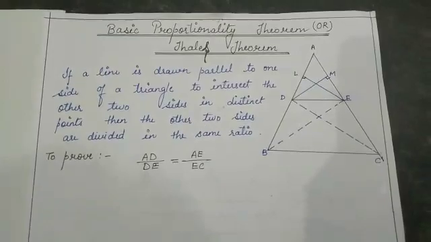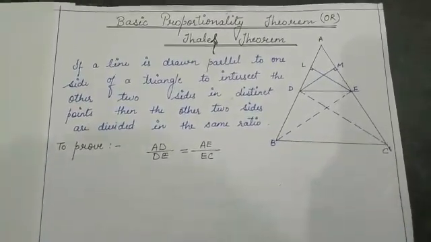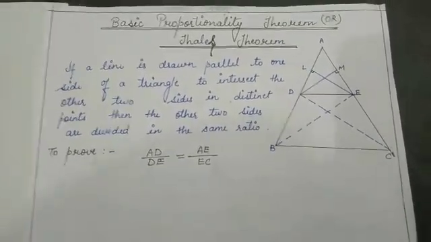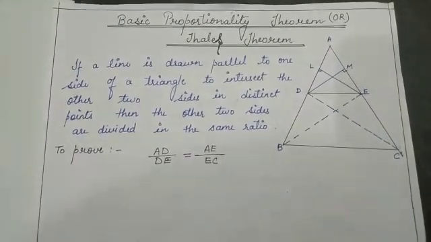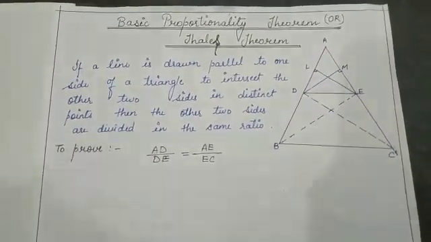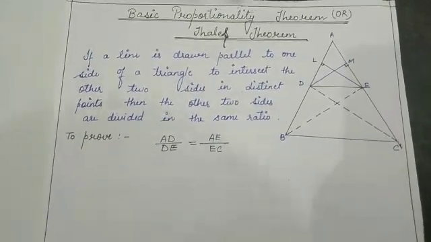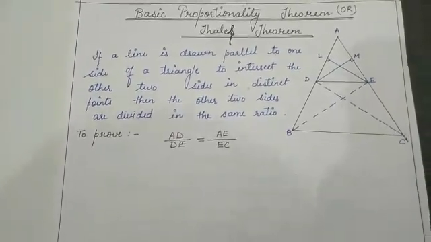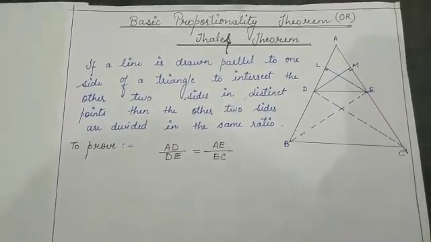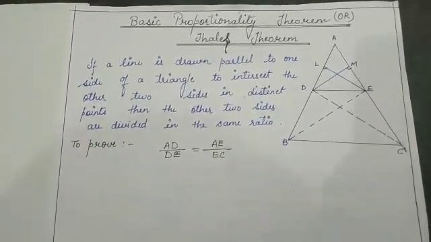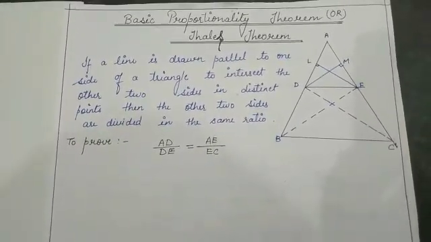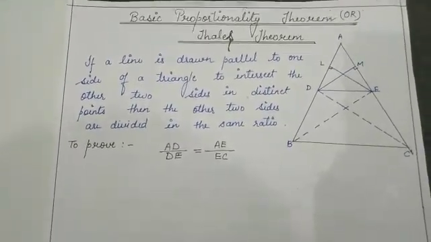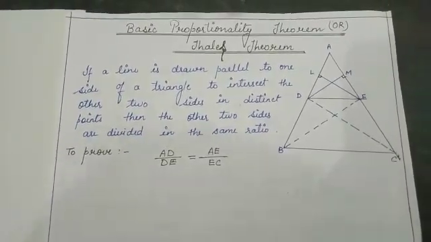So students, in this session I am going to prove a theorem which is the basic proportionality theorem, that is Thales theorem. This theorem is given by the Greek mathematician Thales, which is very useful and important for finding that the corresponding sides of equiangular triangles are proportional, that is, two equiangular triangles are similar. So this is called the Thales theorem or the basic proportionality theorem.